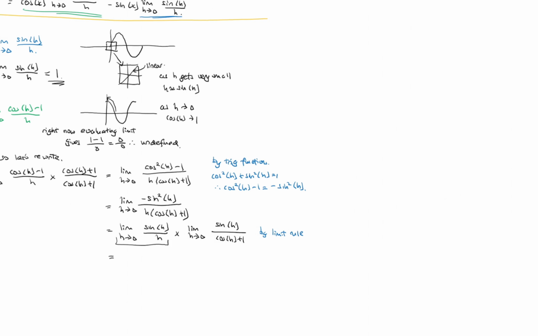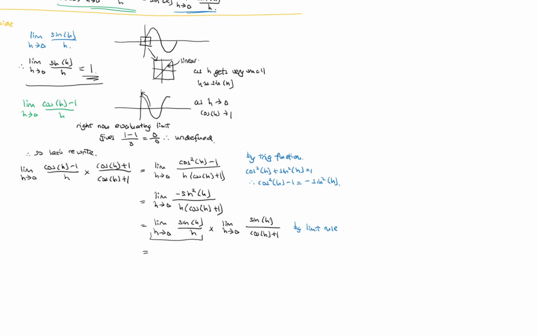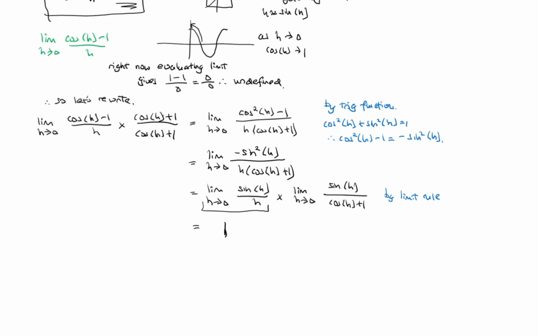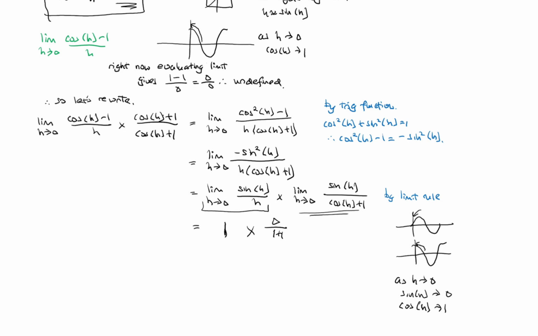Alright, so the limit as h approaches 0 of sine of h divided by h approaches 1, as we figured out before. That equals 1, multiplied by the limit as h approaches 0 of sine of h divided by cos of h plus 1. If I draw my sine graph and my cos graph, as h approaches very, very small values to 0, sine of h approaches 0, and cos of h approaches 1, as you can see from the graphs. So that basically is 0 divided by 1 plus 1, and that gives you 0.